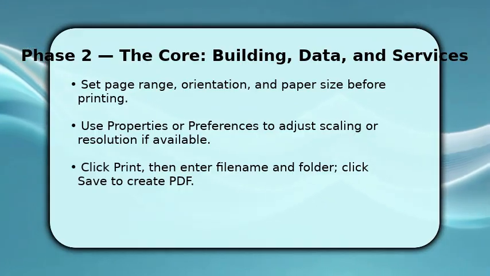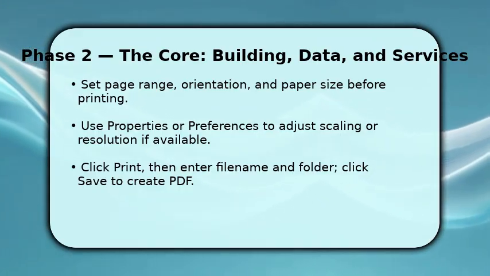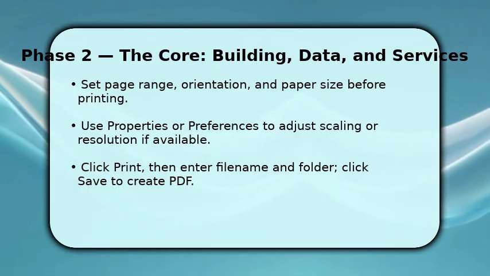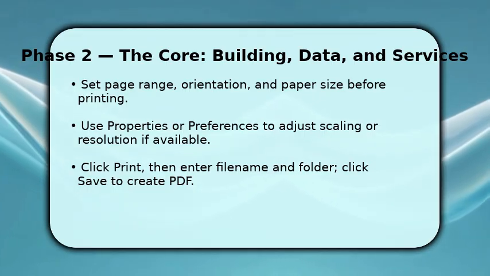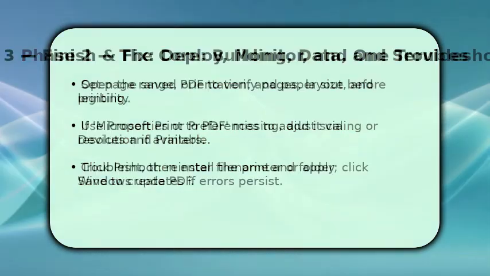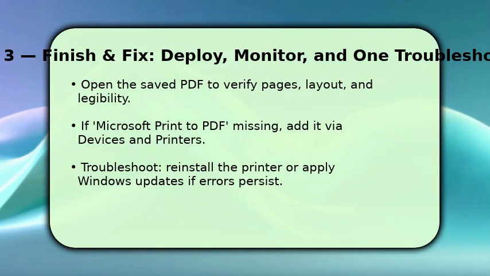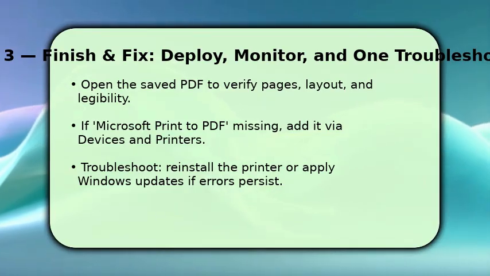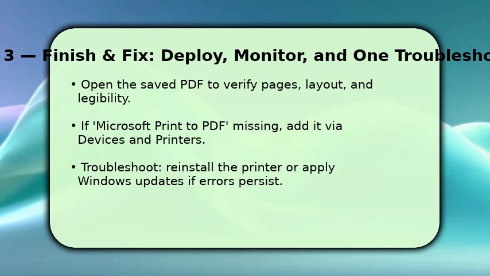When settings are correct, click Print, then in the Save as dialog type a file name. Pick a folder and click Save. The system writes the PDF to your chosen location. Open the PDF you just created to confirm every page and layout looks right. Print again with adjusted settings if needed.